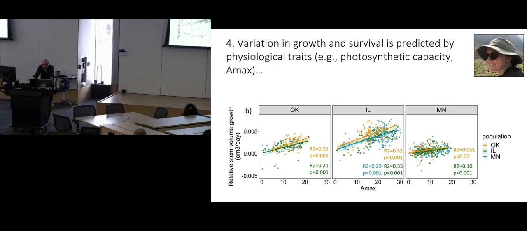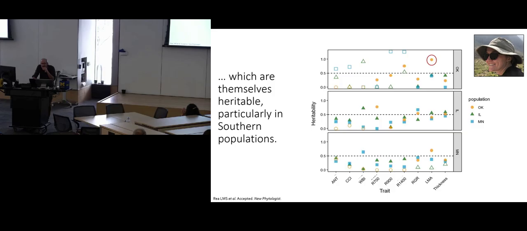Variation in growth and survival is predicted by physiological traits. That's very satisfying. And those physiological traits are themselves heritable, right? They have a strong genetic component and enough genetic variation within the population that natural selection can act on them. And that's particularly true in the southern populations. This is work by Lucy Ray, who's a postdoc in Janine Cavender-Bares's lab. Okay, that's important because that's the variation that natural selection can act on.